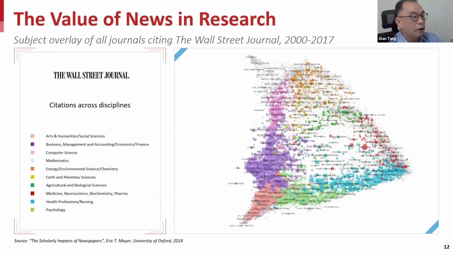Again, this is the graphic for the Wall Street Journal, and also you can tell that its strength is on business. You see the purple color on the left-hand side that indicated it is very strong in business and management. Okay.